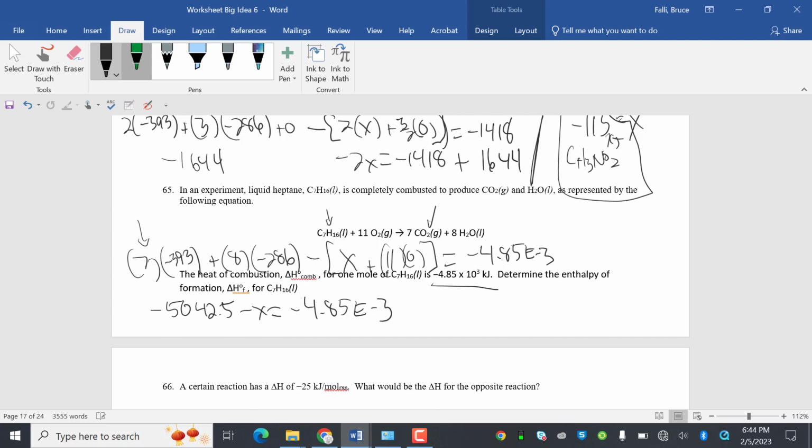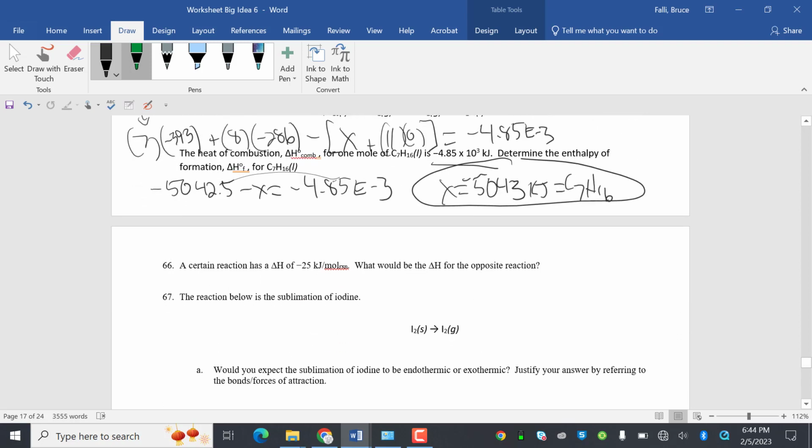So then I'm going to kick this to the other side and divide by a negative x. So 4.85 e negative 3 plus 5042.5 equals, and then make it negative. So x equals negative 5043 kilojoules, which equals the enthalpy of formation of C7H16. There's a negative sign there.